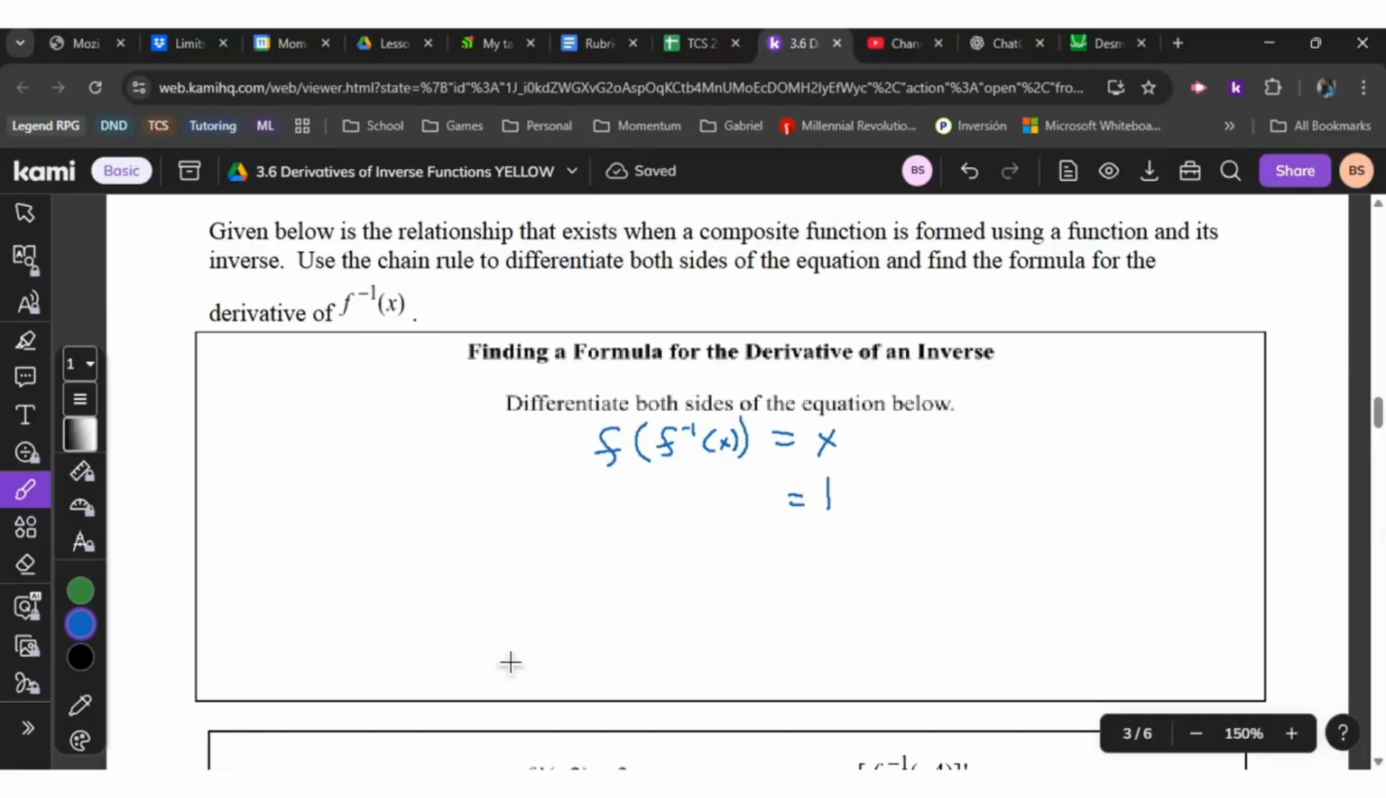It's a chain rule. Derivative of the outside means it's F prime of F inverse of X, because that part doesn't change, times the derivative of the inside. Now this is kind of awkward to write, but let's do our best. F inverse of X prime. We could write d dx as well.